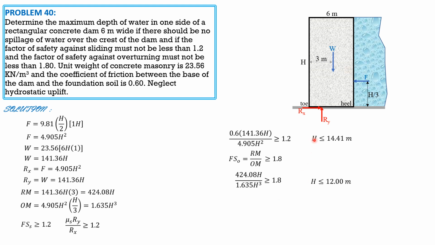So for these two conditions here, then h should be less than or equal to 12. So that's it. To satisfy these two inequalities here, this should be the answer. H should be less than or equal to 12, because if you use this, then the factor of safety against overturning would be greater than 1.8. So h is less than or equal to 12.00 meters. So that's it for this series of problems.